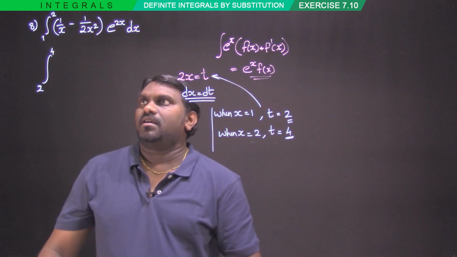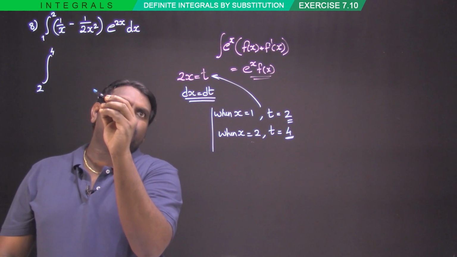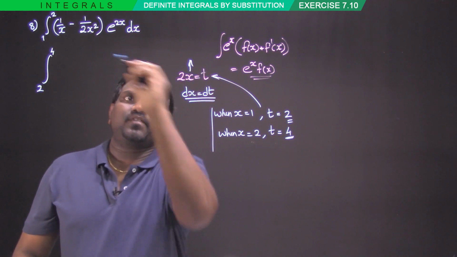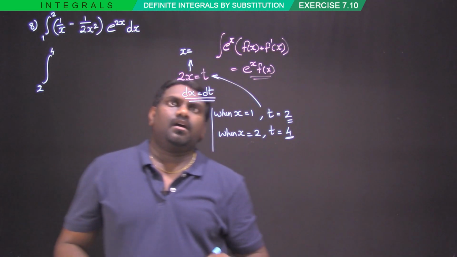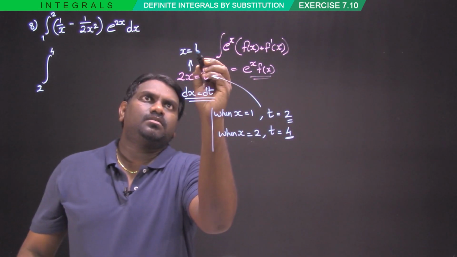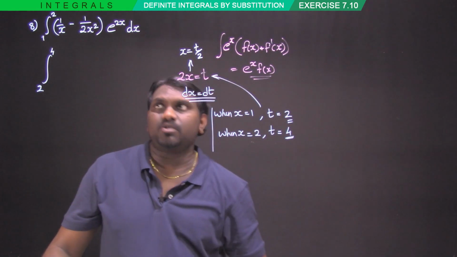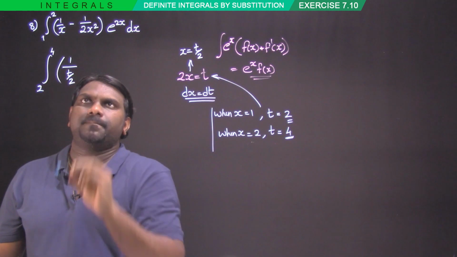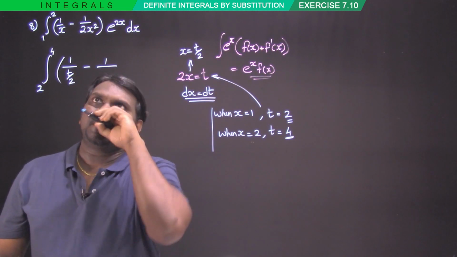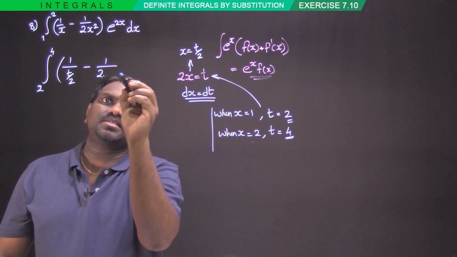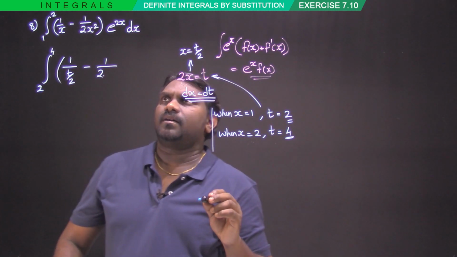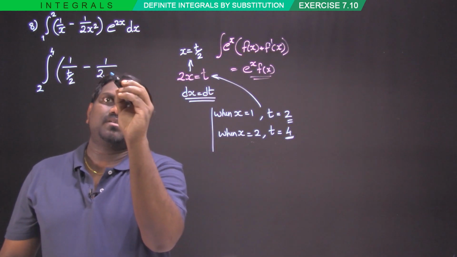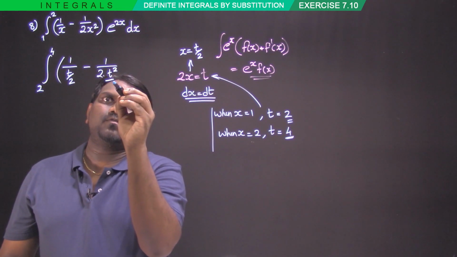Fine, that's done. Now what we have here? Now all these things we just need to change. In terms of x, what can I write? X over here is t by 2. Okay, x is equal to t by 2. So what I can write here is 1 by t by 2, minus 1 by 2 into x, the whole square, right? Okay, but still it's going to be the same thing, it will come as t square by 4.